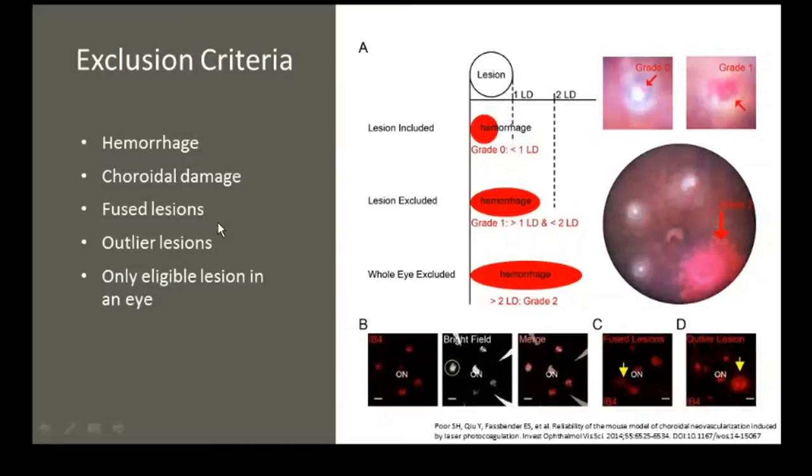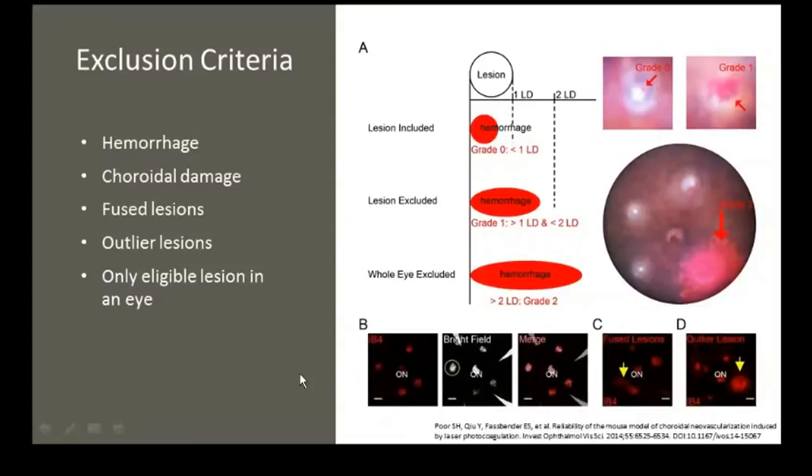Normal laser shot breaks the Bruch membrane but not the choroidal layer, but excessive laser burn damages not only Bruch membrane but also the choroid and the retinal pigment epithelium, which will yield a CNV lesion much smaller than the fellow lesions in the same eye. This excessive laser burn can be seen as a solid hole in the bright field microscope image of choroidal flat mount.